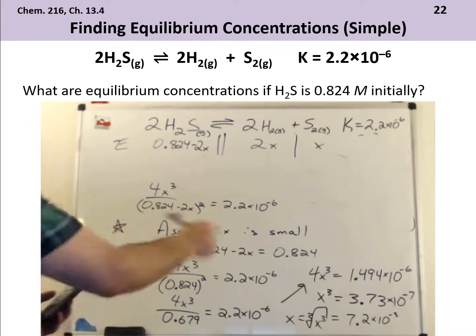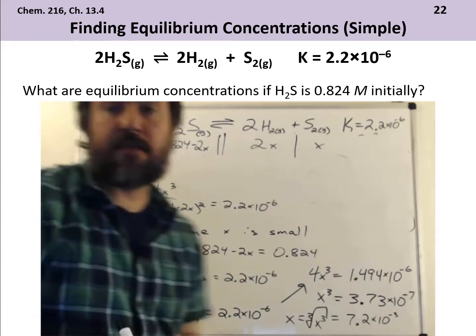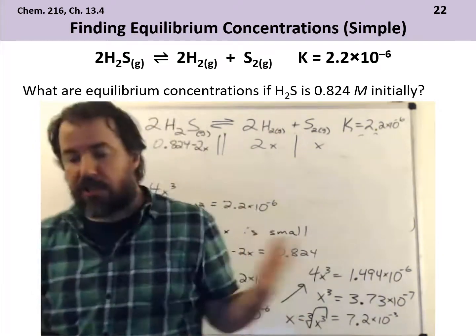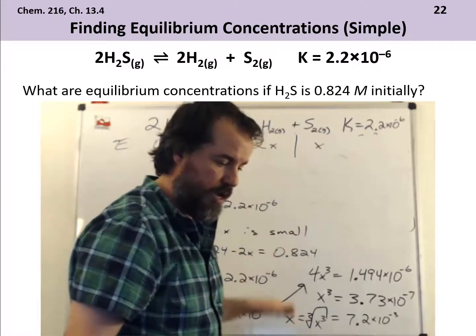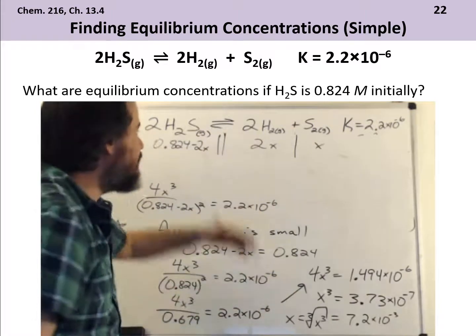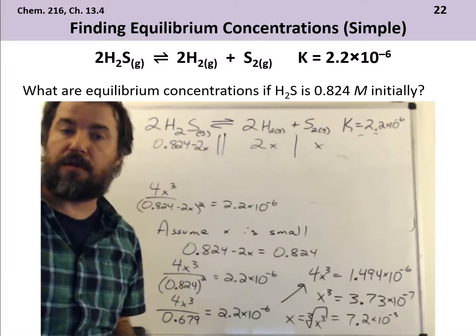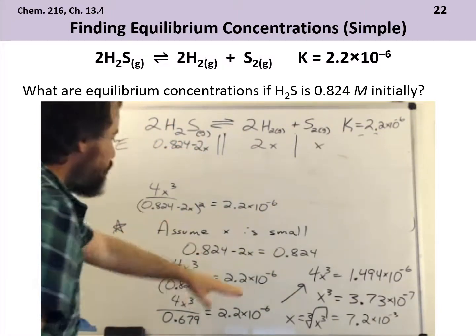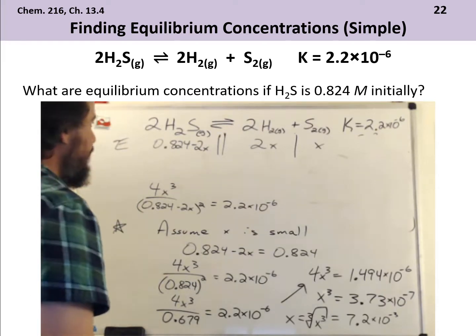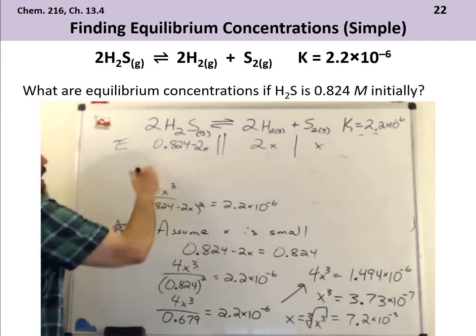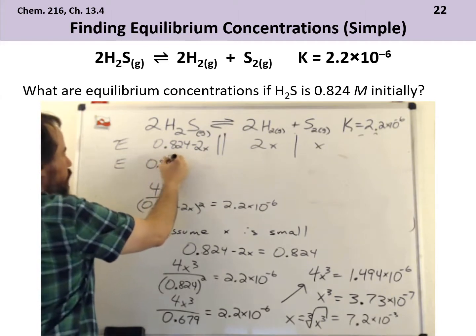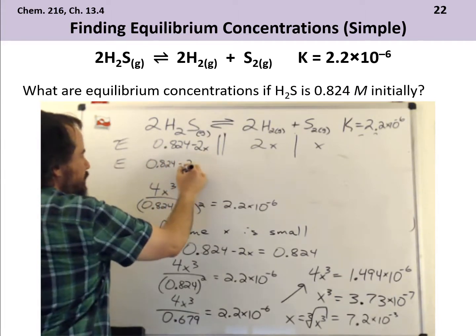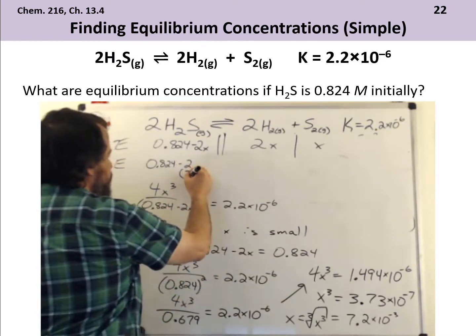All right. So that's my value for x. Now, here's the thing. Just like Indiana Jones said, x is never the answer, right? X is just a stepping stone to figure out those equilibrium concentrations, right? So I plug that back in, okay? And I go ahead and I can say my equilibrium, 0.824 minus 2 times that number.